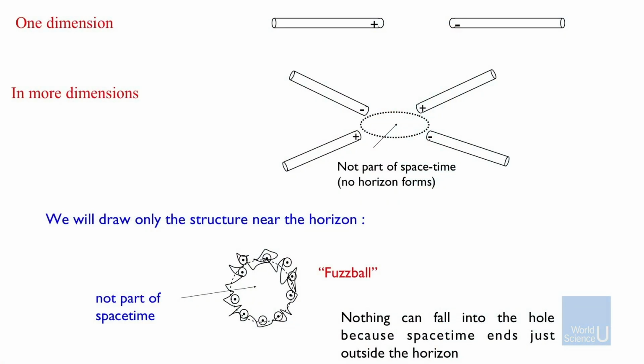I just draw this picture like this, but remember, this is not part of space-time. There's nothing there. Space actually ends here, and I just draw these wiggles to show that something happened as you came near the surface. This object you get this way is what we call the fuzzball.